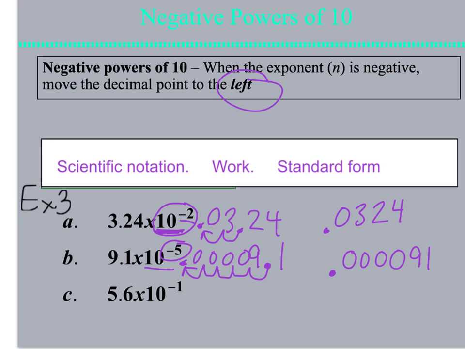And then our last example, it says 5.6 times 10 to the negative 1. So let's rewrite my decimal portion of my problem. We are going to take our decimal, and since it's a negative 1, we're going to move it one place to the left. So 0.56.